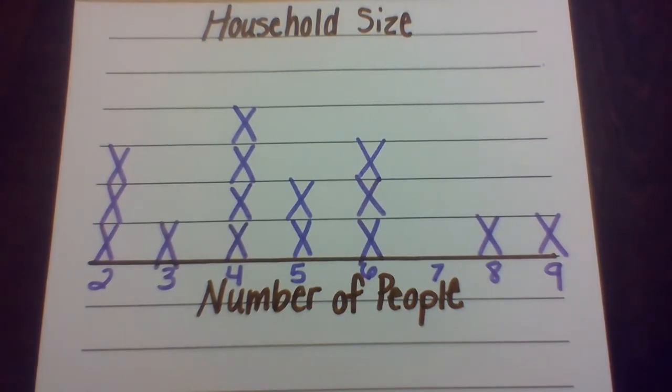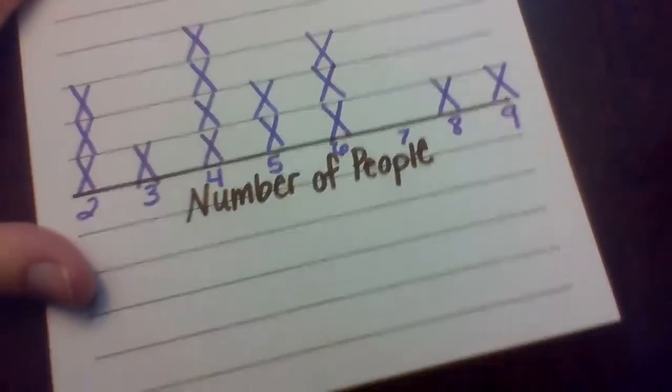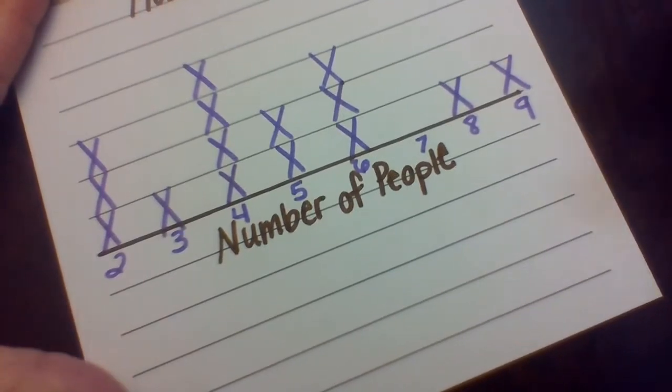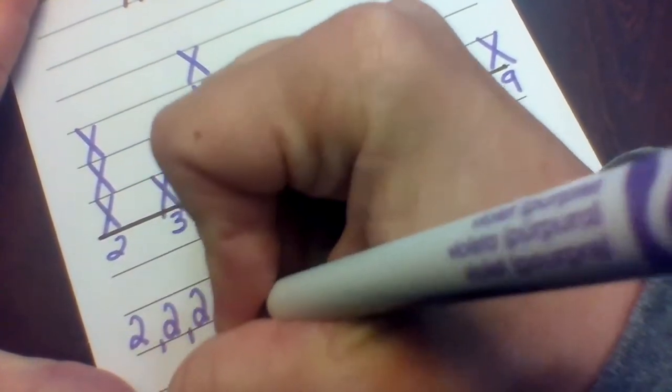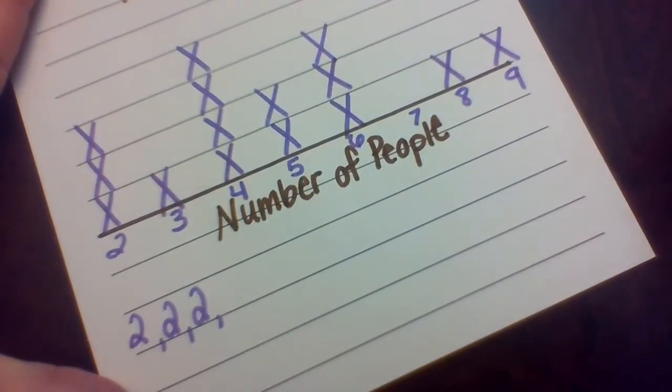So if I start over with the 2, I have 3 households that only have 2 people living in them. So if I go to list my data in order from least to greatest, I can start with the 2 and I can write the 2 down 3 times because I have 3 houses that only have 2 people living in them. So I'm going to go ahead and tilt this a little bit so it's easier for me to write here. And I'm going to write down the 2, 3 times. Now, for the 3, I only have 1 household that has 3 people living in it, so I'm just going to write that down once.